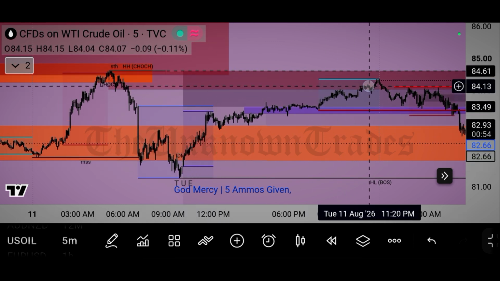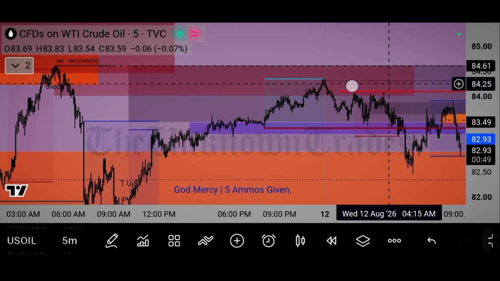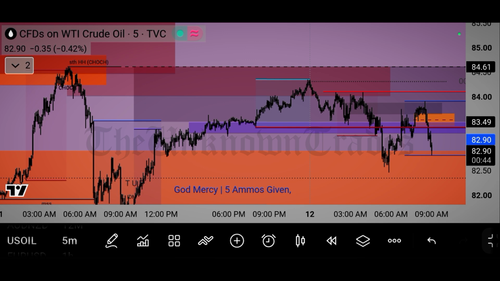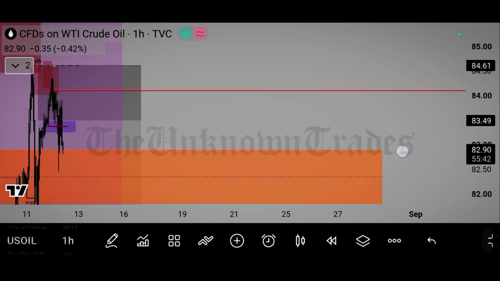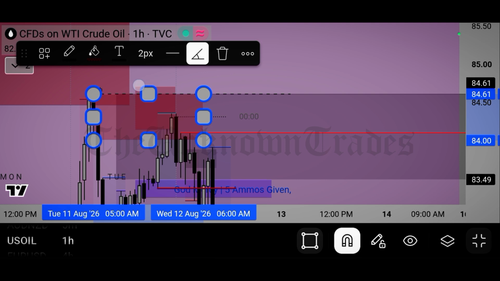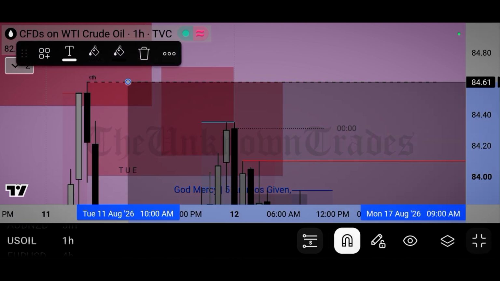Then it goes up again, and this is our 1 hour order block in the maroon colored shaded area. And where is that maroon colored box? Okay, so this is that. Just a second, guys.